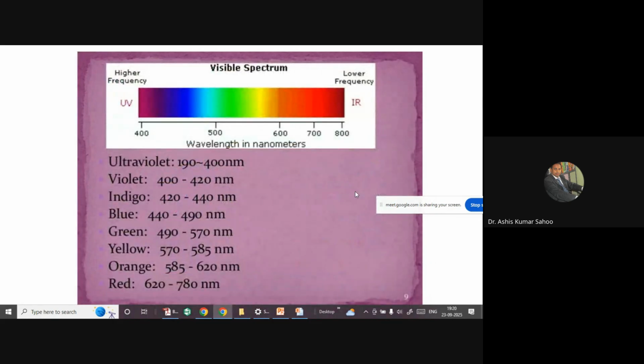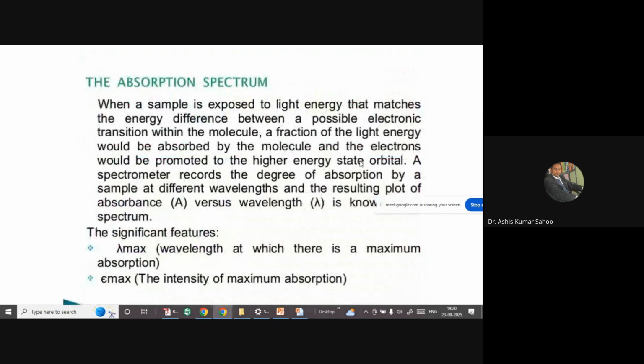So listen, ultraviolet ranges from 190 to 400 nanometer and the total visible region is 400 to 800 nanometer. In the visible region there are different colors: violet, indigo, blue, green, yellow, orange, red. Red has the longest wavelength, around 800. Absorption occurs when the sample is exposed to light energy that matches the energy difference between possible electron transitions within the molecule.